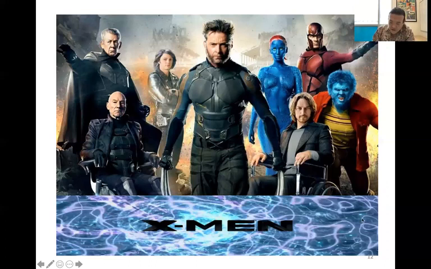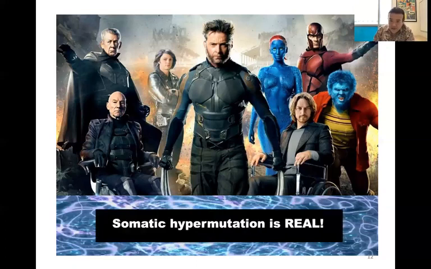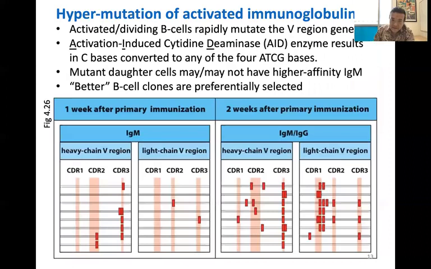So, I'm going to blow your mind here, but it turns out that somatic hypermutation is real. And your body, your B cells have been doing this ever since you were born. So what is somatic hypermutation? It literally is super accelerated, punctuated natural selection. We call it hypermutation. Hypermutation that takes place in these immunoglobulin gene loci that make the light chain and heavy chain.